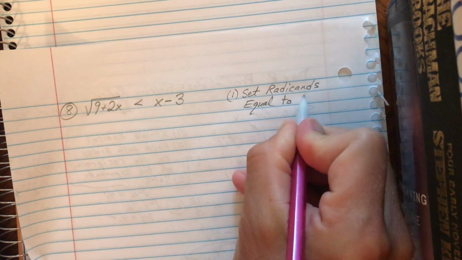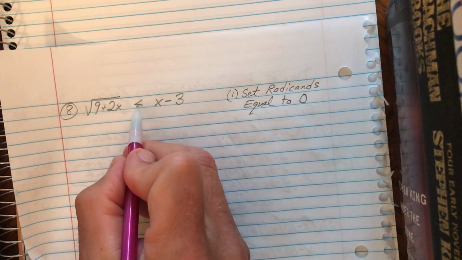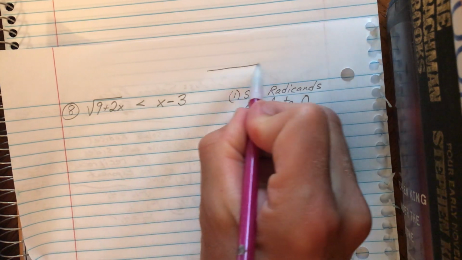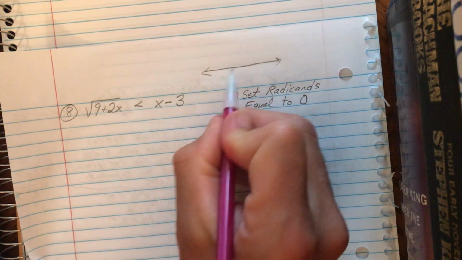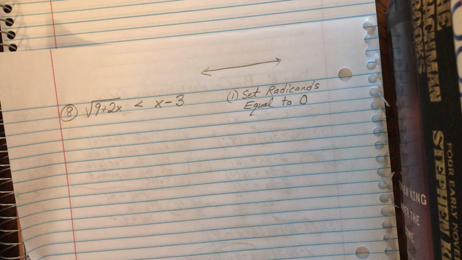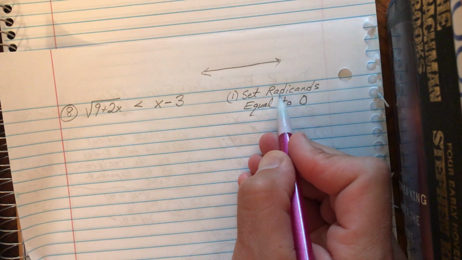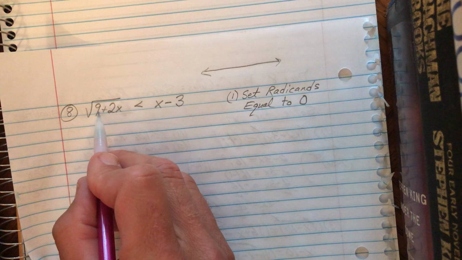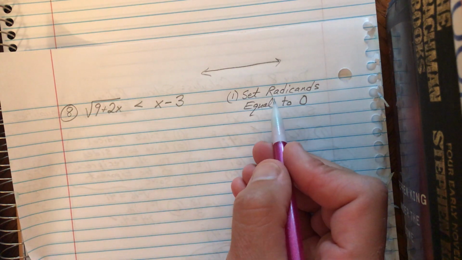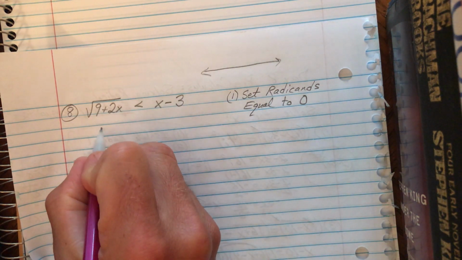Well, I should back up a second. Anytime you have an inequality, you should build a number line. On this number line, we're going to put what are called critical numbers. The first type of critical number is found by setting the radicands equal to 0. Radicand is a fancy word for the stuff under the radical.